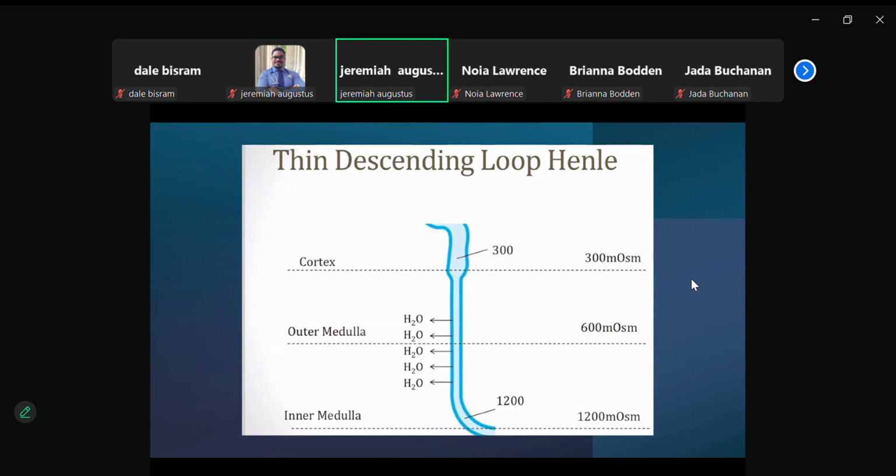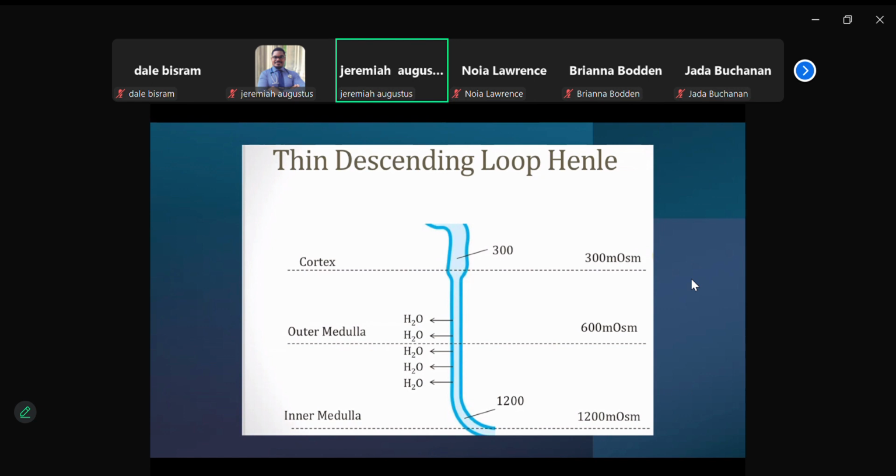Exactly, water would move from a low concentration area to a high concentration area, or from a very dilute solution to a concentrated solution. If something is 300 milliosmol versus something that's 600 milliosmol, where would the water move to? It would move to the 600.